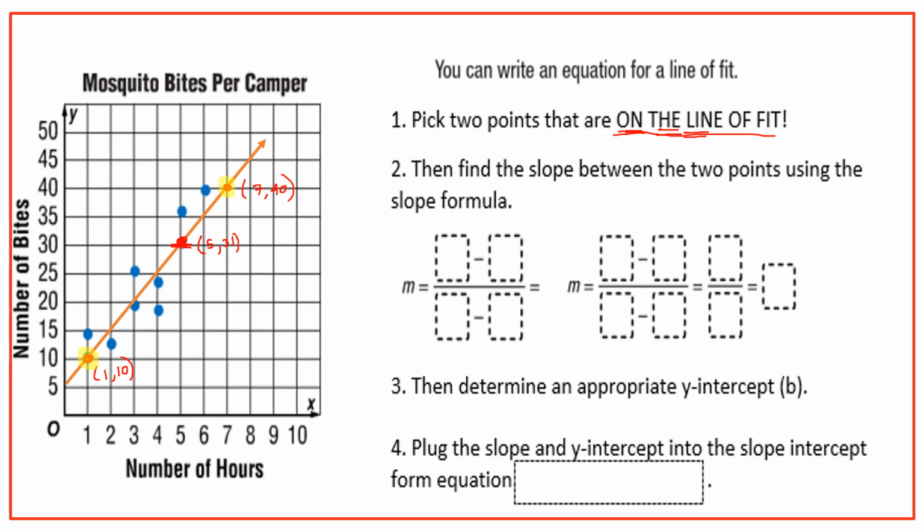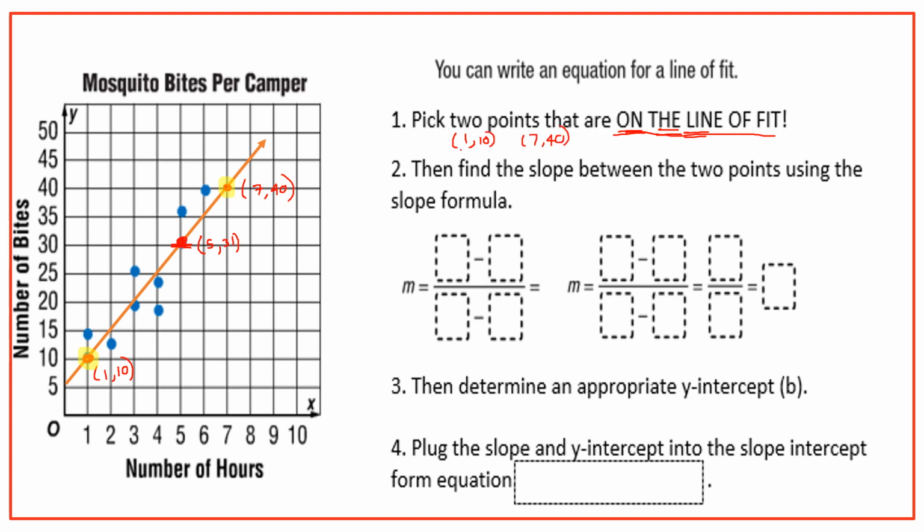I want you guys to see the points we choose for our line of best fit do not have to be points from the scatter plot. They just have to be points on the line. So in this case, I'm taking 1 point from the scatter plot data and 1 point that's actually on the line. So we're going to use the points (1, 10) and (7, 40).